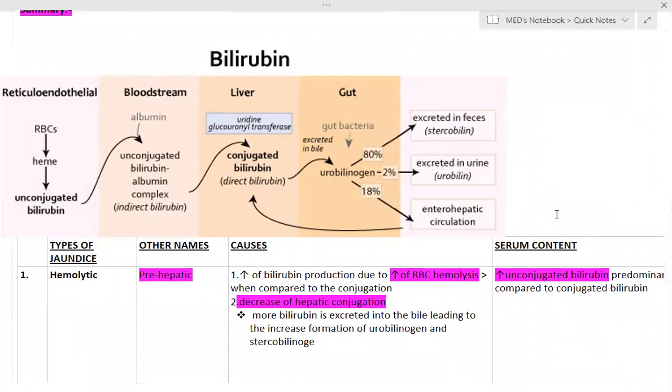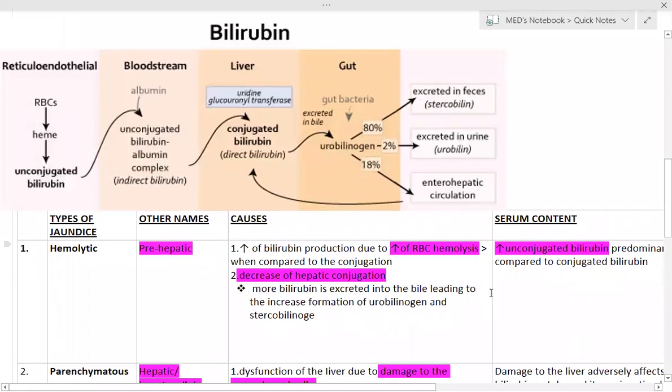All right, now that you know the metabolism, the mechanism of development, I would like to tell you about the types of jaundice. There are 3 types of jaundice. Let's go through them one by one. Please remember, you will get these 3 jaundices in exams very, very frequently. They are very frequently asked questions, be it entrance exams or any other exams.